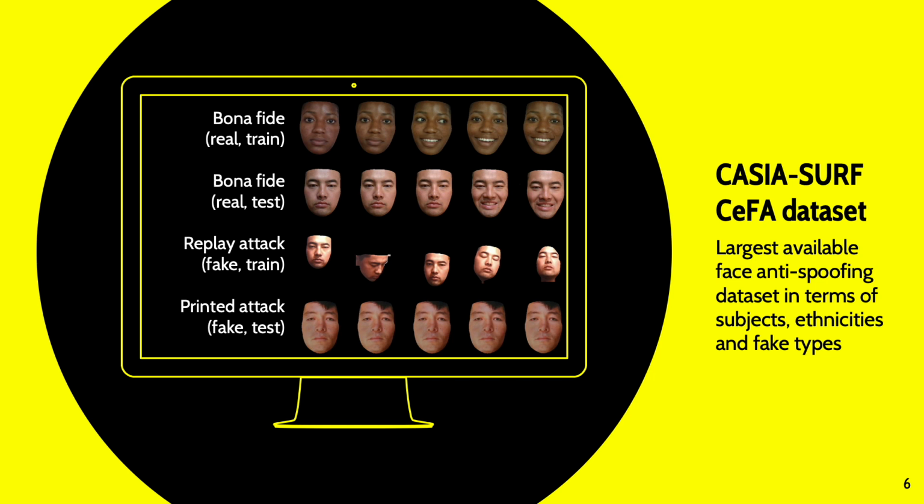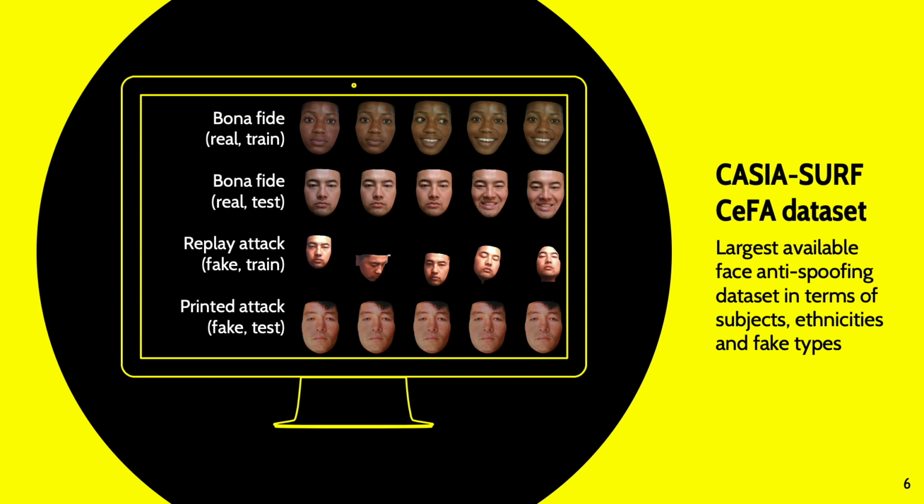Researchers in this paper utilized this dataset, which is the largest available face anti-spoofing dataset in terms of subjects, ethnicities, and fake types. So on the left, we have 4 types of sample data that are available in this dataset. The first row is bona fide real training data, and the second row is bona fide testing data, which the researchers would test their classifier on. And the third row and the fourth row are both fake data.